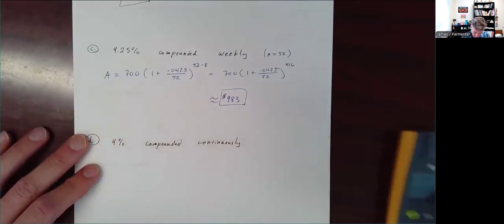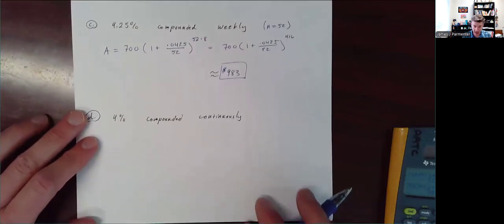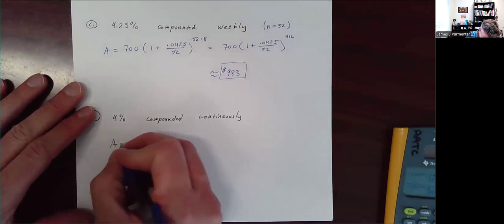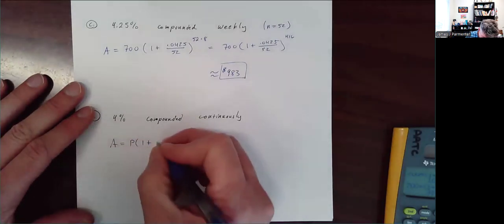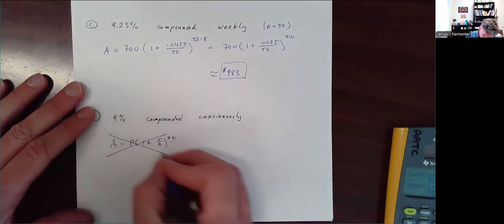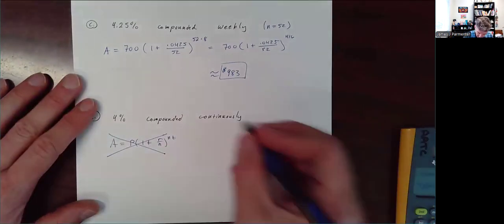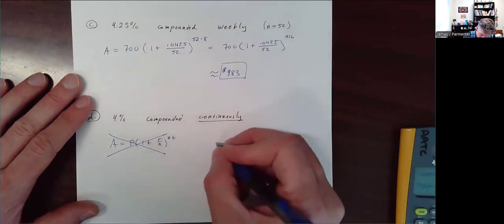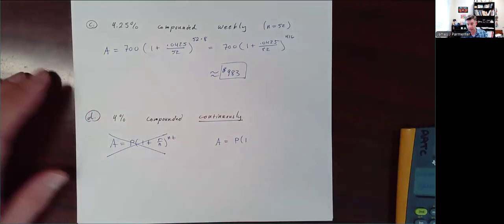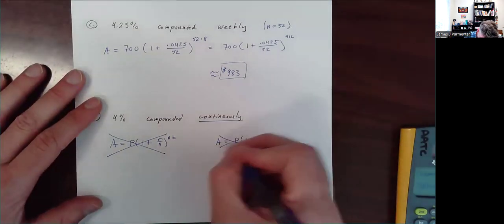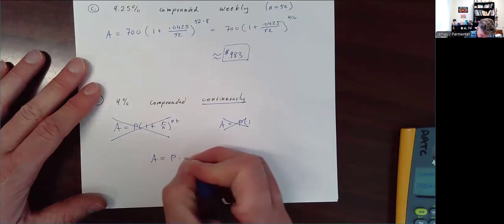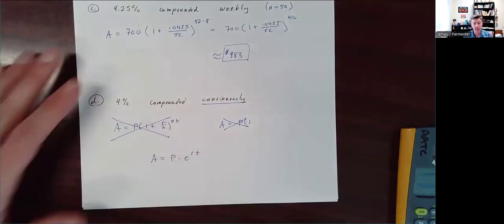Okay. Finally, 4% compounded continuously. So here the formula is a little bit different. Instead of being A equal to P times 1 plus R over N to the NT power, that is not a formula for compounding continuously. For compounding continuously, the formula is A equal to P times 1. Sorry, I'm starting to write the wrong formula. Let's try that again. The formula for compounding continuously is A equal to P times e to the RT power.